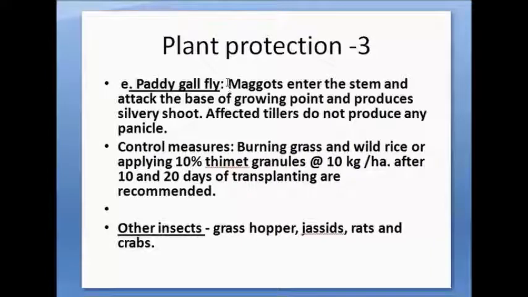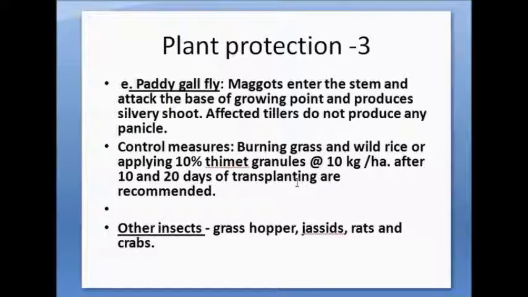Gallfly looks like a silvery kind of insect. I will show you a photograph just now. These maggots enter into the stem, consume inside, and a silvery shoot is produced. झाड जे आहे पांढरं पांढरं चमकायला लागतं, and there is no production.